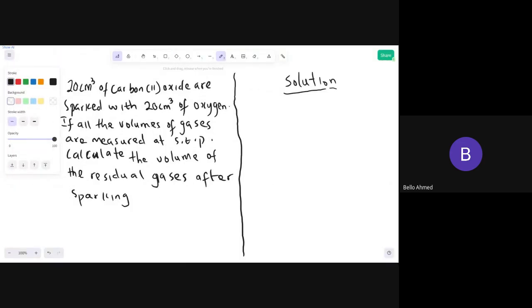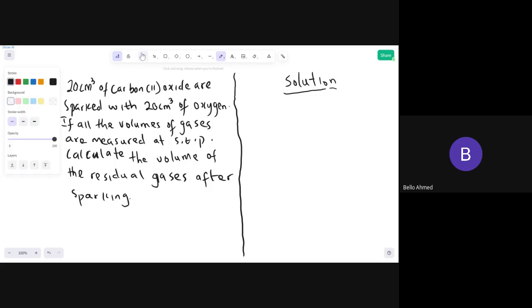Good day, everyone. I want us to quickly solve this problem. 20 cm cube of carbon 2 oxide is packed with 20 cm cube of oxygen. If all the volume of gases are measured at STP, which is standard temperature and pressure, calculate the volume of the residual gases after sparking. So what is going to be the volume of the residual gases after sparking?